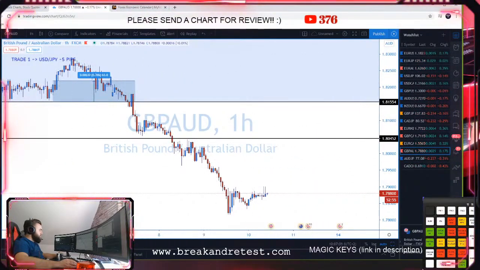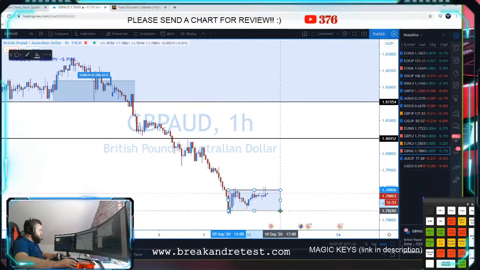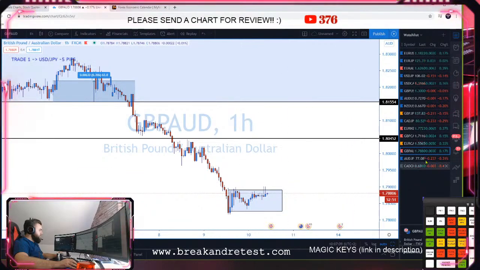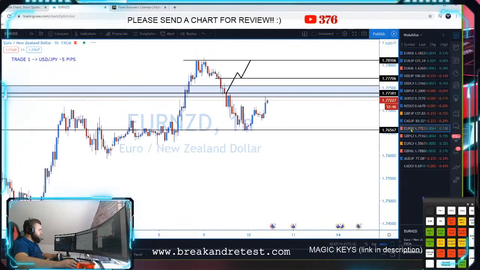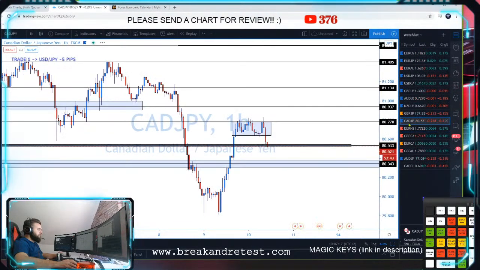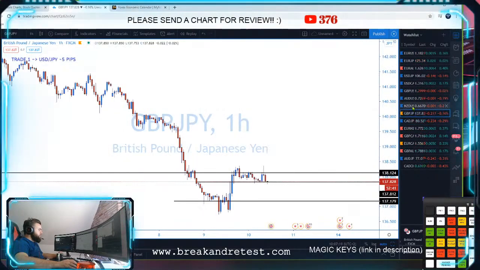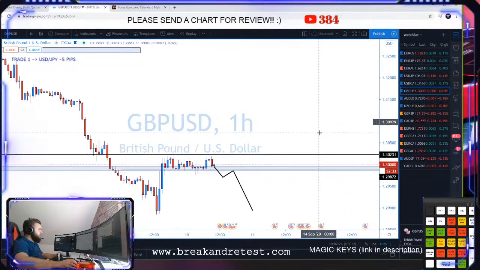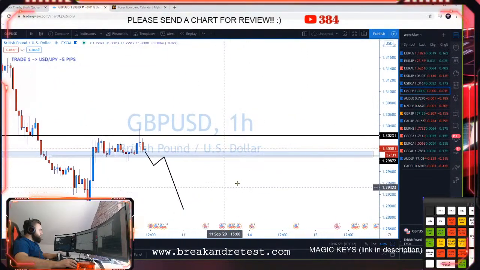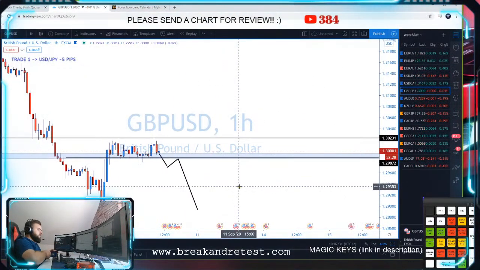GA is nothing. GA has this small consolidation box here. It's rejecting this resistance. Nothing much there. GU, Aussie dollar both closed below, so no trade yet. Only CAD CHF made a breakout, which means that's our only trade we can take now.